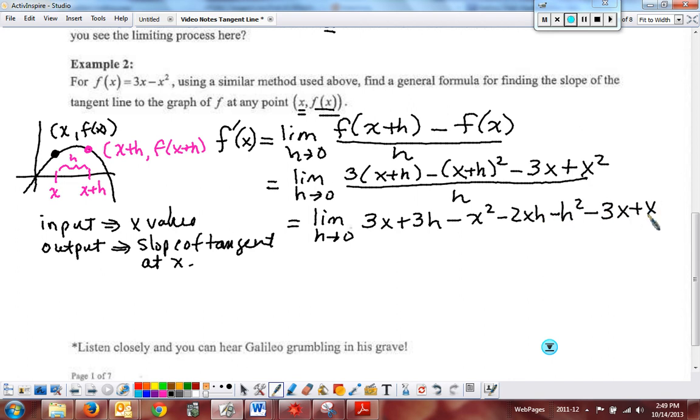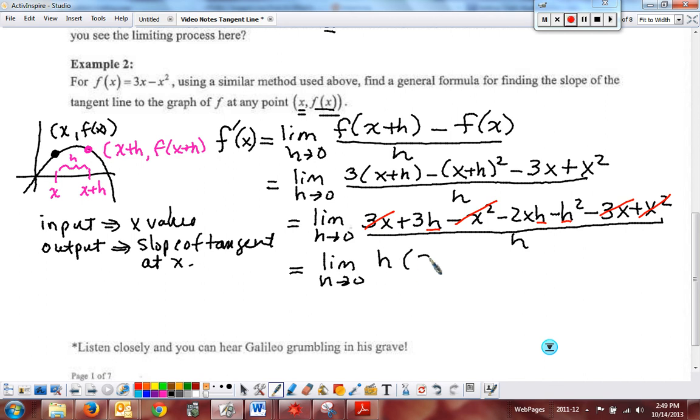Bring down the rest of our terms. Once I get it all multiplied out, I'm going to look for things that cancel. 3x and minus 3x, minus x squared and plus x squared. Notice everything that's left has an h in it, so I'm going to go ahead and pull that out. By this time, this should be pretty much old hat to everybody in terms of our practice. So h, I'm left with 3 minus 2x minus h.